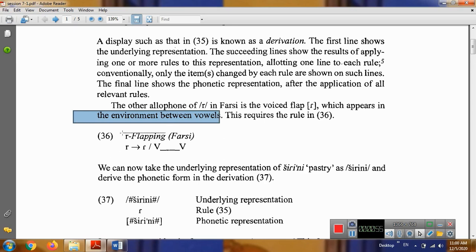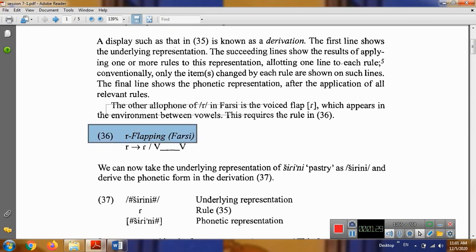R flapping is the name of that rule, by which trill re becomes flap re. In the previous rule we had R devoicing. Here we have the rule of R flapping in Farsi: trill re becomes flap between two vowels. As I told you, this sign shows a vowel.